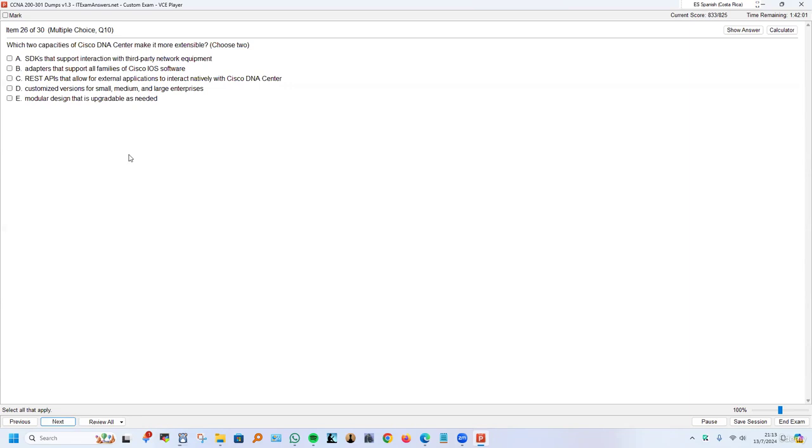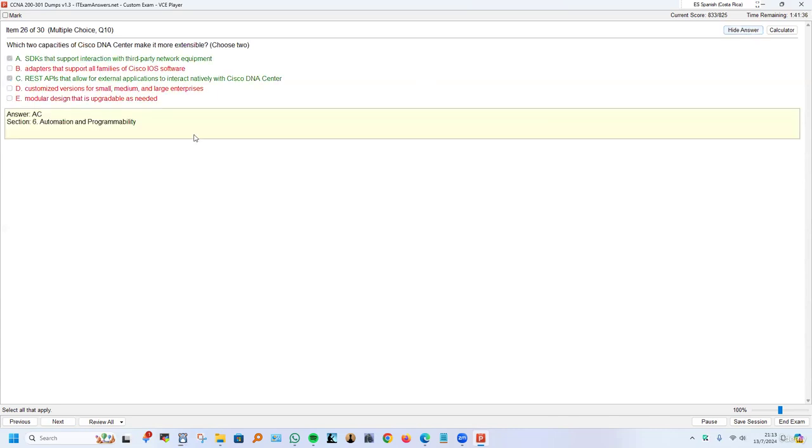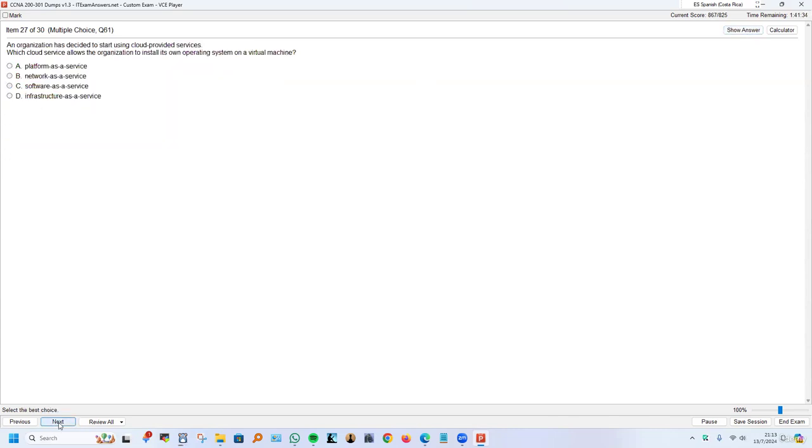What about this? Which two capabilities of Cisco DNA Center make it more intent-based? I know it supports third-party network equipment with SDKs. I remember this one at some point. And it uses REST APIs that allow external applications to interact natively with Cisco DNA Center. There you go.